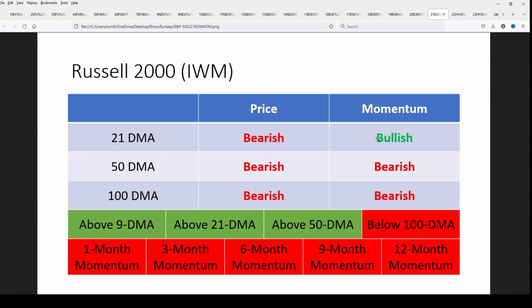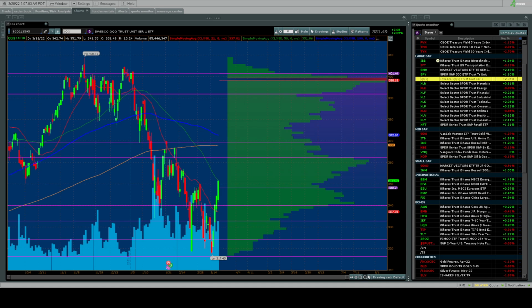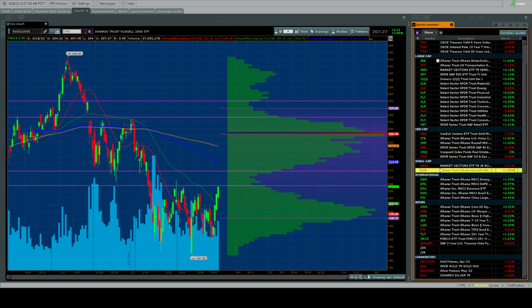Price is bearish, but now momentum is starting to build behind the 21-day moving average. That's exactly what you want to see. You want to see the shorter-term moving average start to bottom out, turn higher, build momentum above its 50-day moving average. So we got a positive cross there. Let's go take a look at the Russell 2000. We're using IWM, and notably, this is how bottoms start to form.